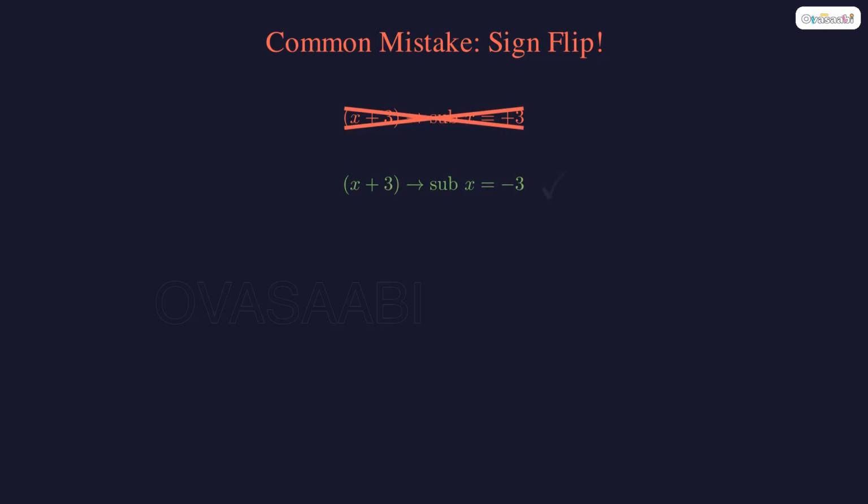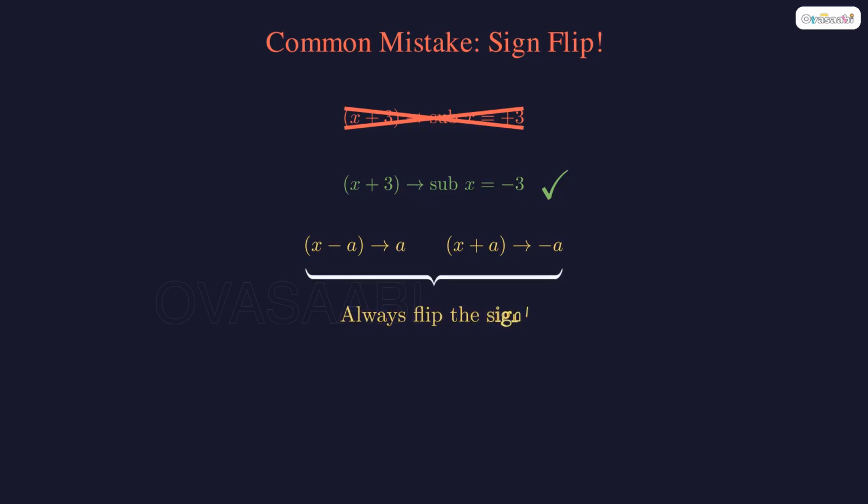Common mistake. Many students see x plus 3 and substitute positive 3. Remember, x plus 3 means x minus negative 3, so a equals negative 3. Always flip the sign.